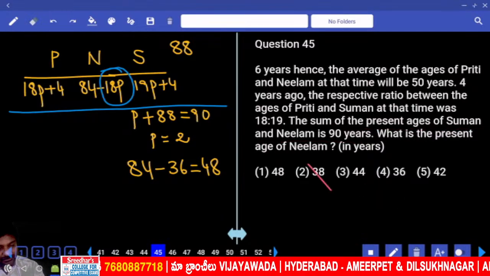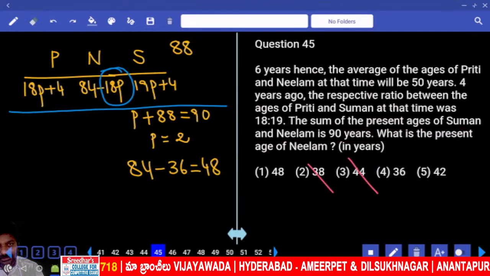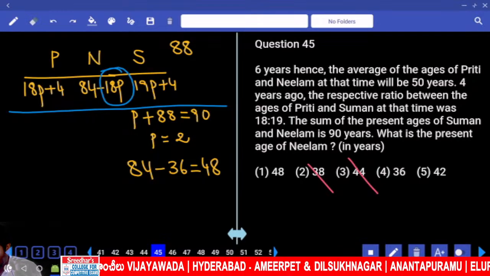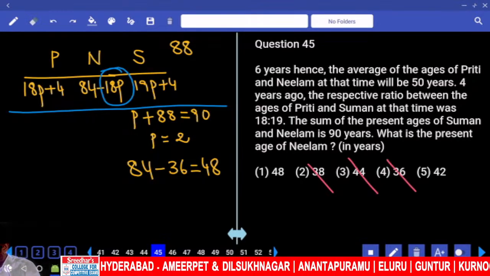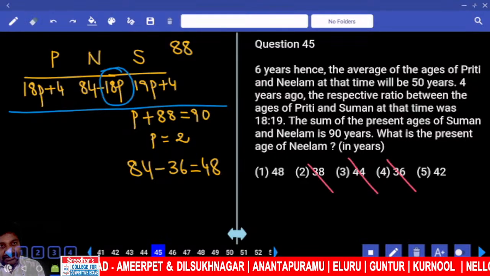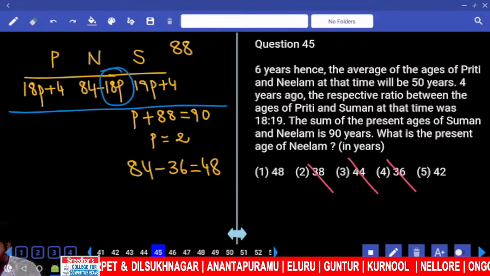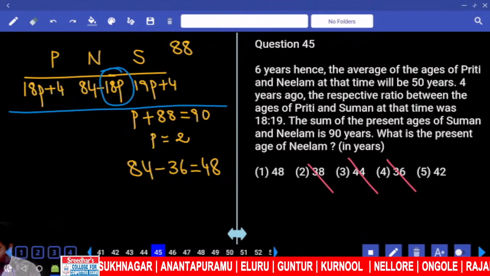Second? Third? Fourth? Yes or no? No, because that is 9 multiple. Answer cannot be a 9 multiple. Can it be fifth option? 2 options are there. If there is only one option, you don't have to solve it.